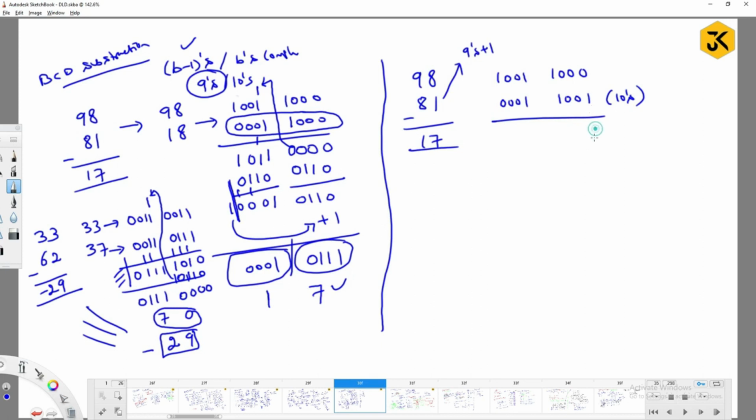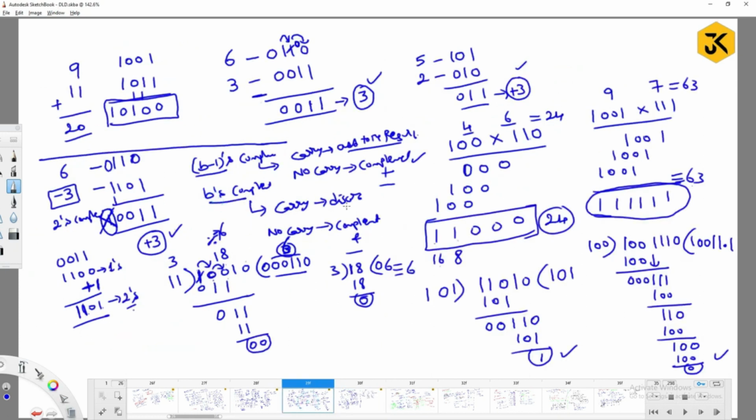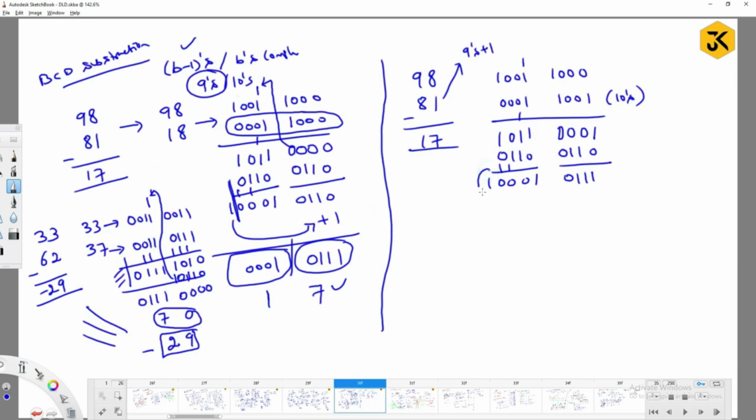Let's try to add. 1 0 1, 1 1 is 1 0. Carry generated, and this is also invalid data, so you add 0110. Is 1 0 1 valid or invalid? Invalid, so you simply add 0 1 0. 1 1 is 1 0. Guys, if you observe, in 10's complement, when a carry happens, it should be discarded. If you observe, this is 1, this is 7. Like this, you can perform subtraction in 10's complement.